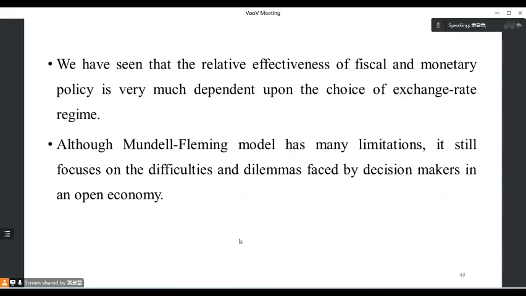We have seen that the relative effectiveness of fiscal and monetary policy is very much dependent upon the choice of exchange rate regimes. Although the Mundell-Fleming model has many limitations, it still focuses on the difficulties and dilemmas faced by decision makers in an open economy.